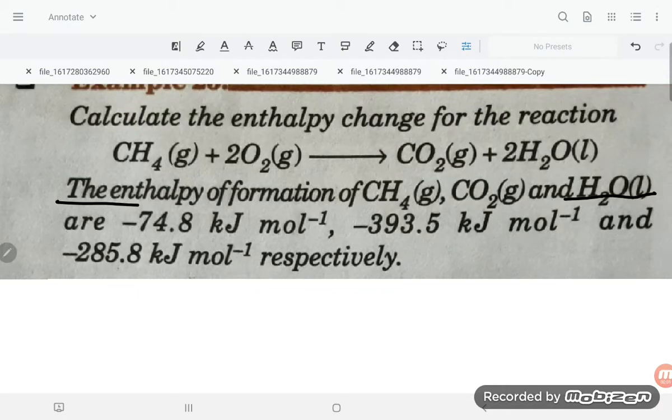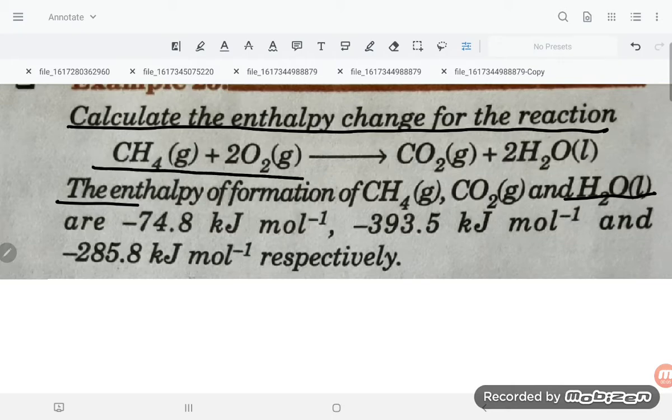Hello students, let us see one more problem. Calculate the enthalpy change for the reaction. Methane plus oxygen. Whatever is given, firstly you write it down, students.